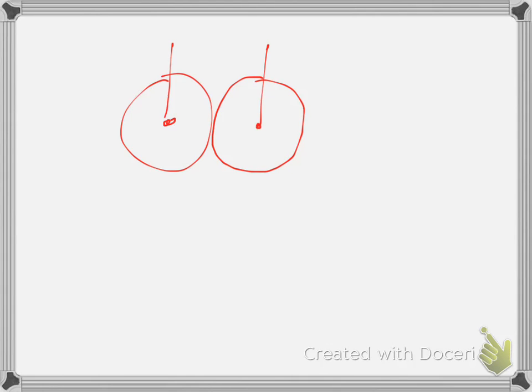Okay, next one. 1/2 the distance between the nuclei of identical bonded atoms, we said, is the atomic radius.